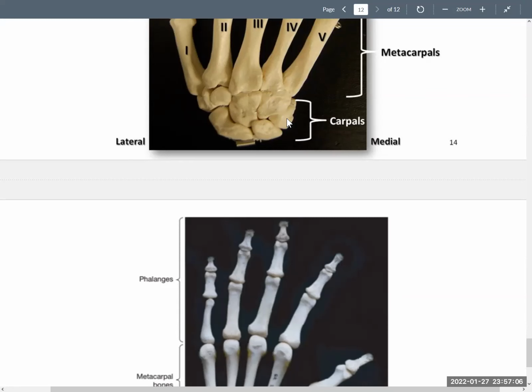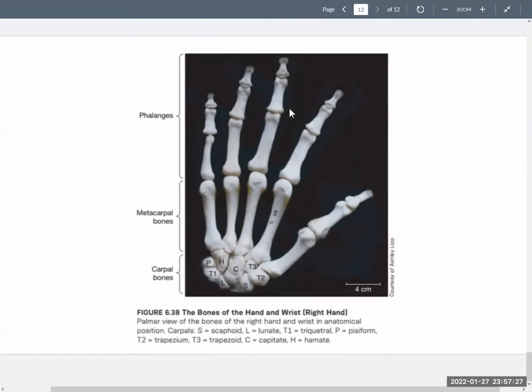There's one more bone because we've only got 1, 2, 3. We need 4 plus 3. We need one more because there's 8 carpals in each hand, and it's barely showing here. It's called the pisiform. I'll show it to you better in the next picture.